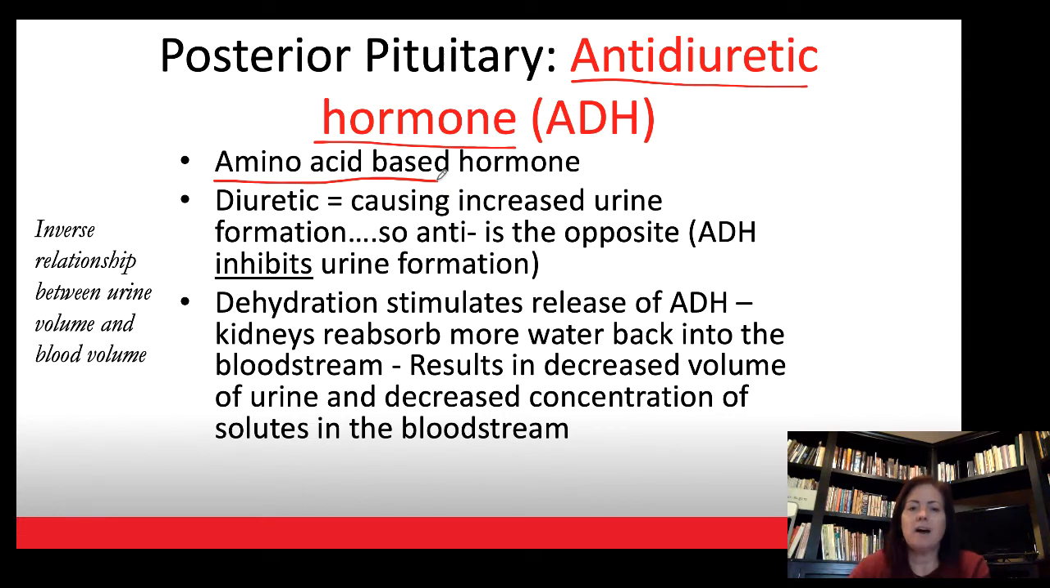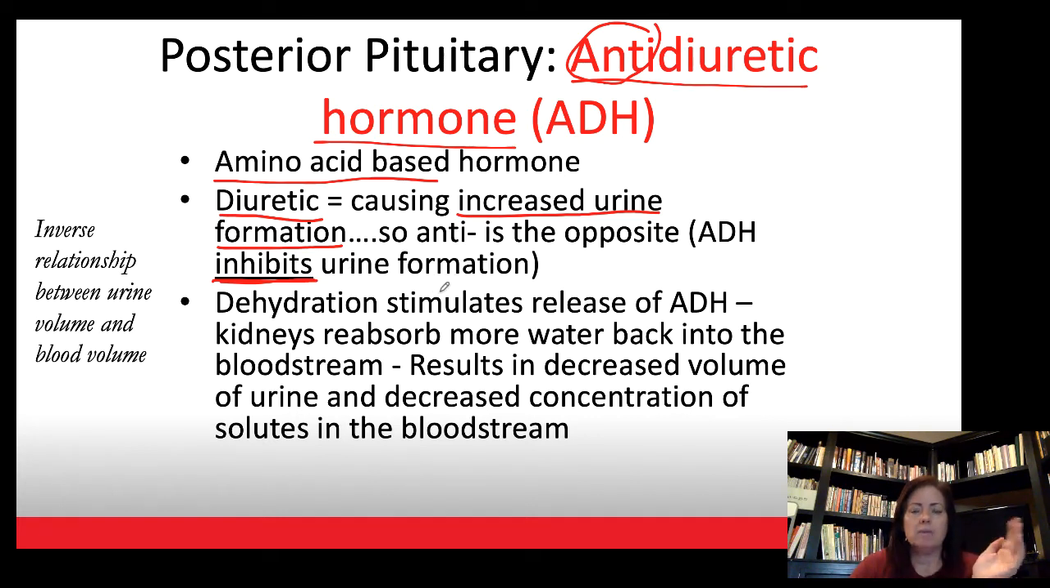If we have a diuretic, the definition of a diuretic is to increase urine formation. Okay? This is an antidiuretic. So it's the opposite. So ADH is actually going to inhibit urine formation. So it's going to decrease the amount of urine that your body generates.